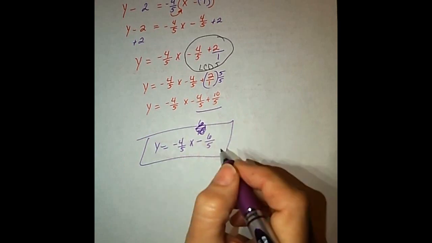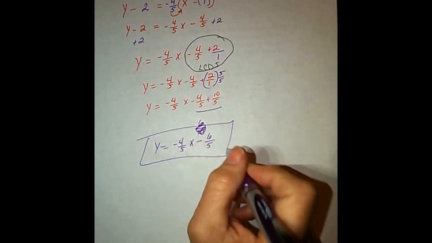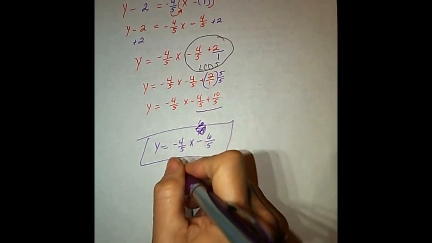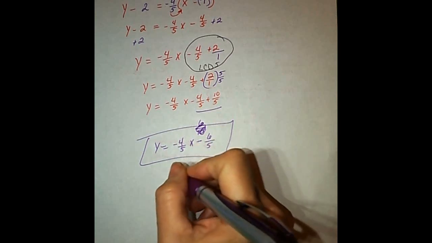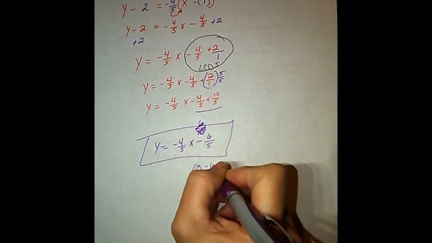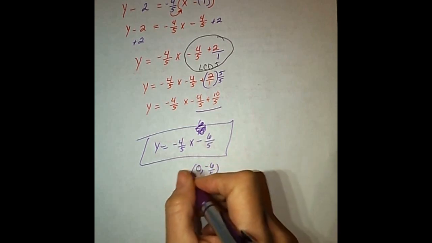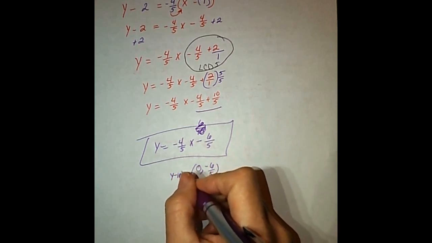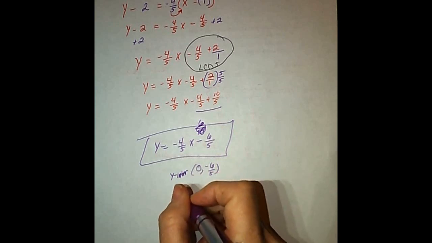This is my slope-intercept form. This is my line. I can graph it by plotting (0, -6/5), and this is my y-intercept, and this is my slope.